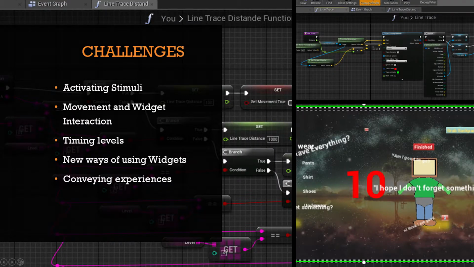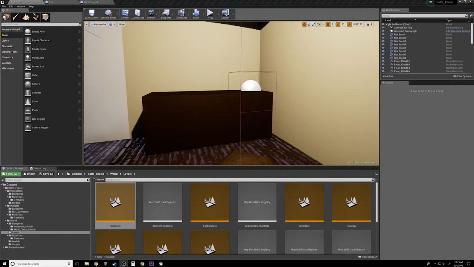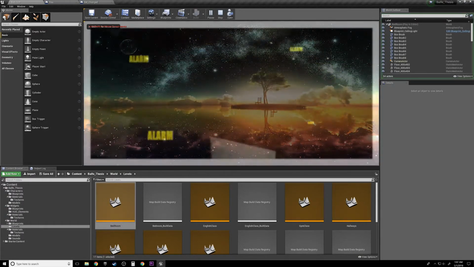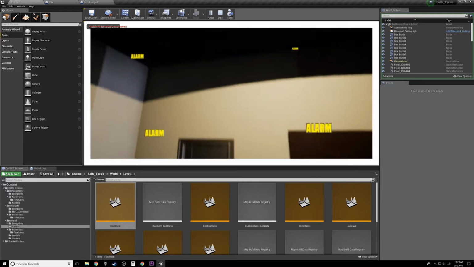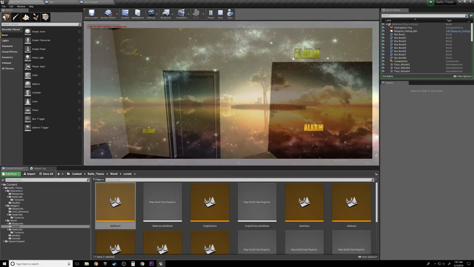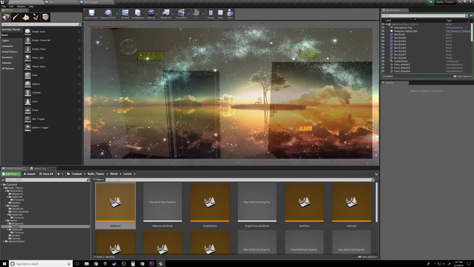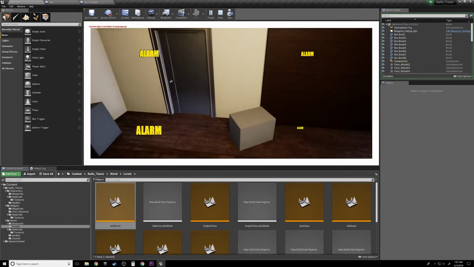So the biggest challenges I found when working with this game was activating the stimuli. I tried to figure out a way so that I would be able to activate my stimuli and not have any errors when I started up. I wanted an animation to start right away.